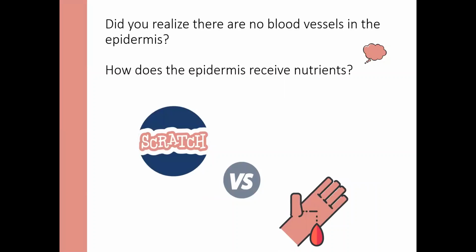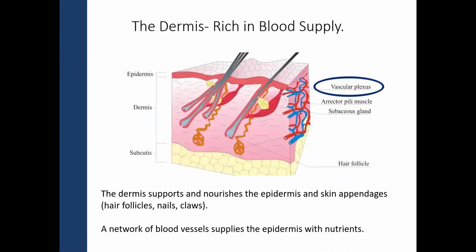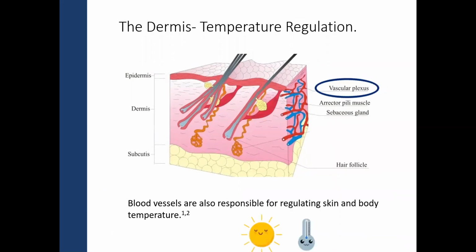How does the epidermis receive nutrients? The dermis is rich in blood supply. The dermis supports and nourishes the epidermis and skin appendages. A network of blood vessels supplies the epidermis with nutrients. Blood vessels are also responsible for regulating skin and body temperature.